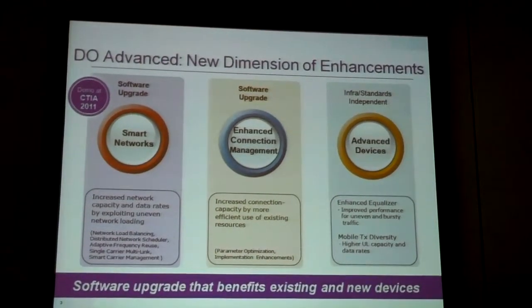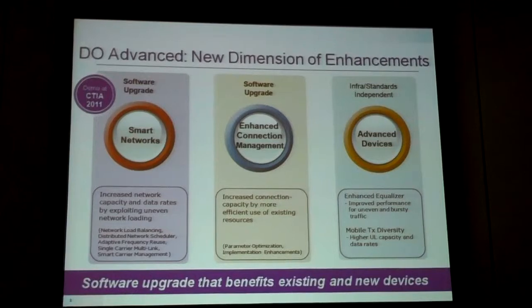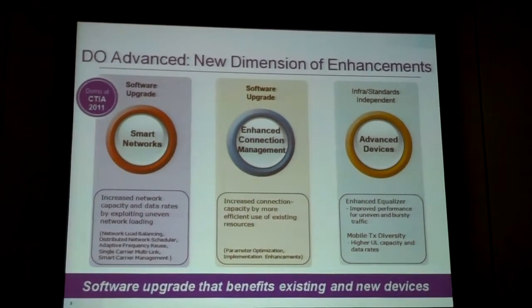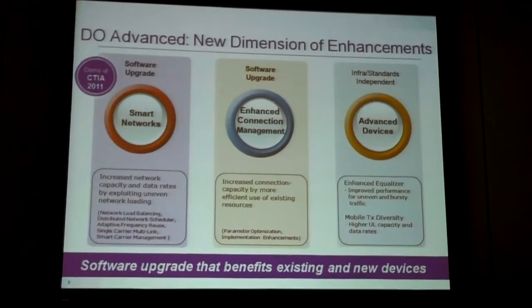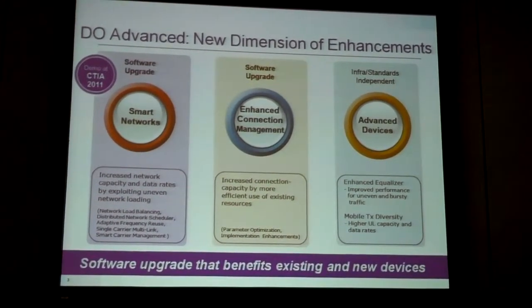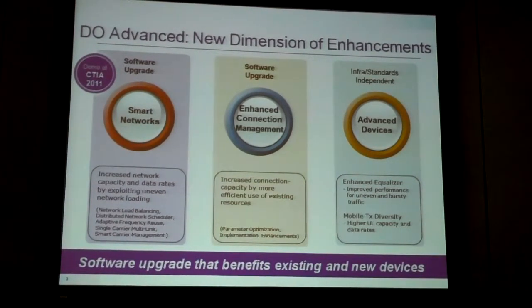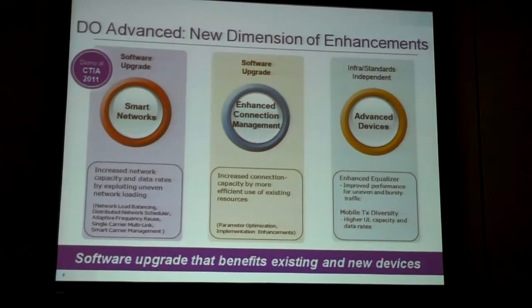Okay, so I was focusing on smart networks. So the advanced is more than just smart networks. It has three main areas of improvements. Smart networks, I'm going to talk a little bit more about that. It's also not only about getting more capacity in the traditional sense. You have the explosion of smartphones where you need more connection capacity. That's also one example of improvement for the advanced.